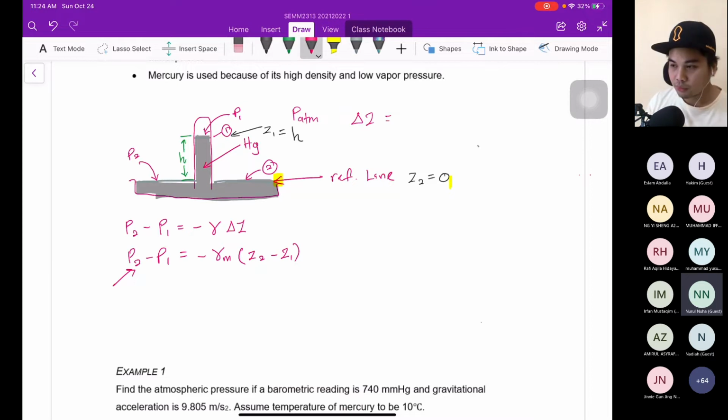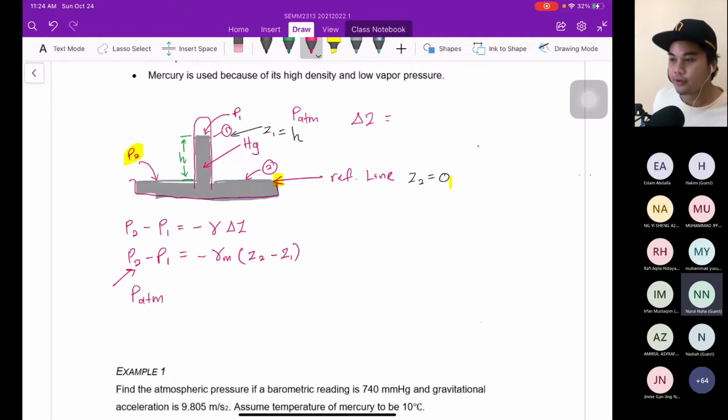Pressure coming from 2. Is it the atmospheric pressure? Yes, P2 here basically refers to PATM. It is a surrounding pressure. So we can replace P2 with PATM.